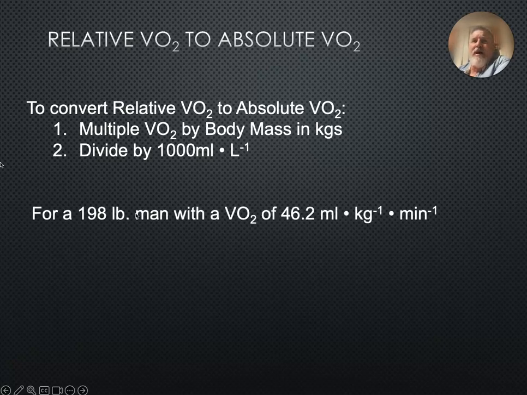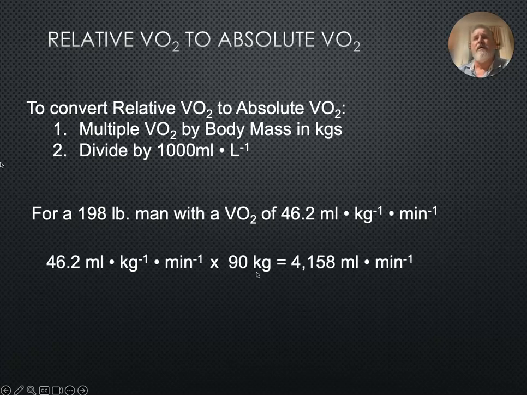For a 198-pound man with a VO2 of 46.2, it looks like this. 46.2 mils per kg per minute times 90 kilograms. 90 kilograms is 198 pounds divided by 2.2 to get kilograms. So I take 46.2 mils per kg per minute and multiply it by the body mass, which is 90 kilograms. When I multiply by 90 kilograms, this kilogram is going to cancel out.